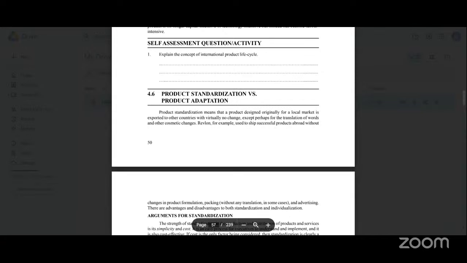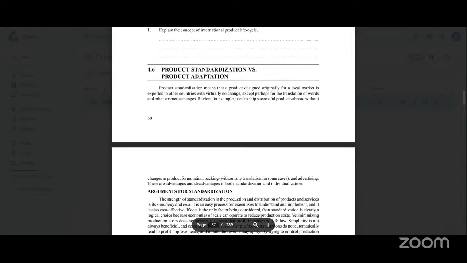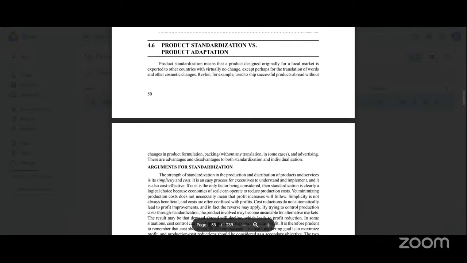So these are the five stages that we have considered in the product life cycle in IPLC, that is International Product Life Cycle. Moving on, we'll be talking in terms of product standardization versus product adaptation. There is a significant difference between the two.